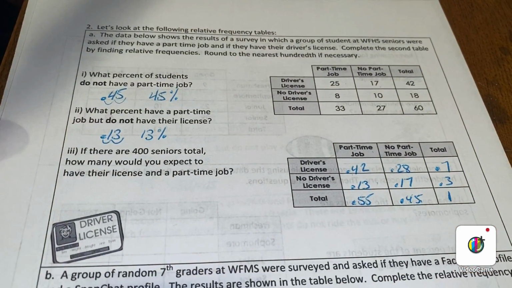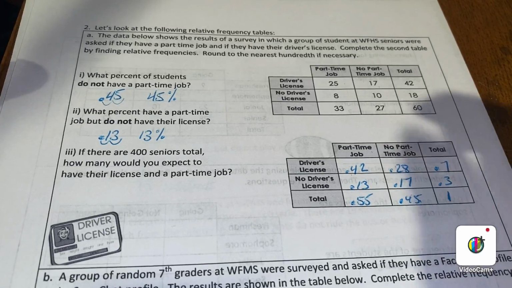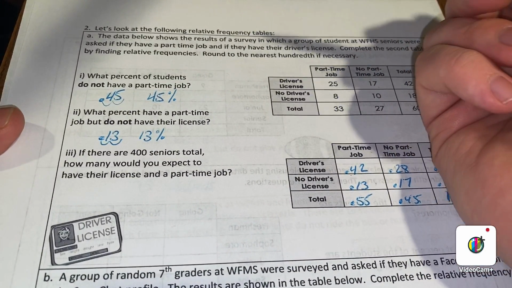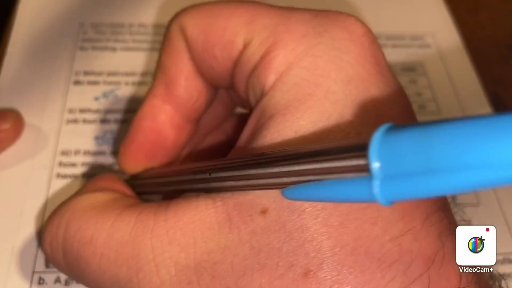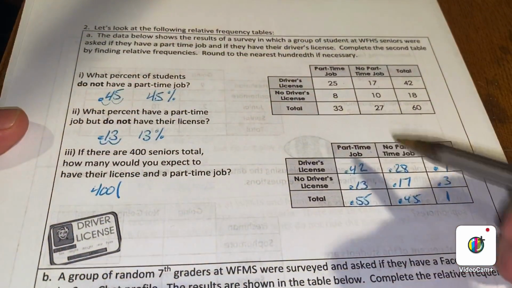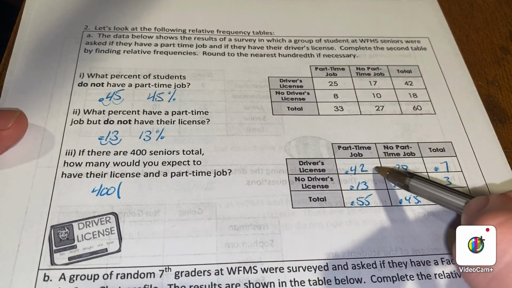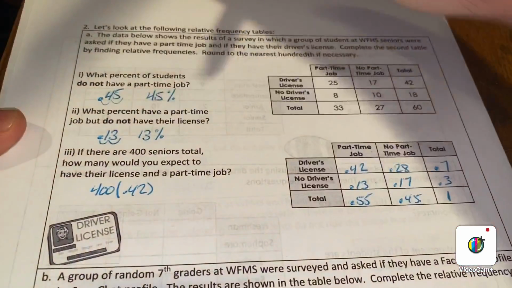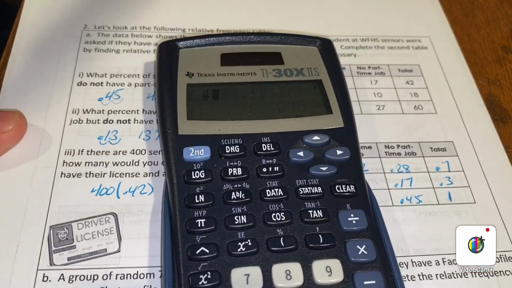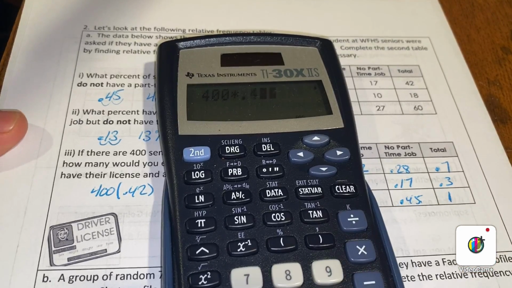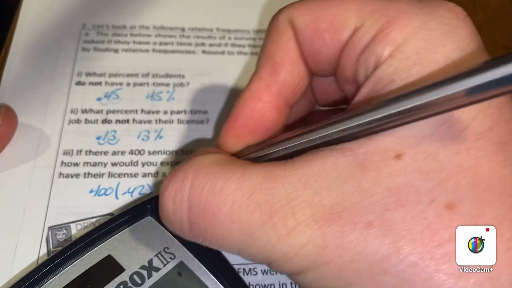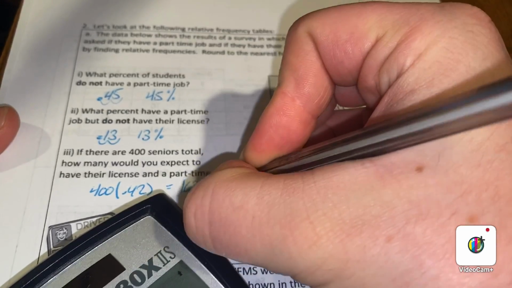If there were 400 students, seniors total, how many would you expect to have their license and a part-time job? So 400 times part-time job and license would be 0.42. So do 400 times 0.42. We get 168 seniors.